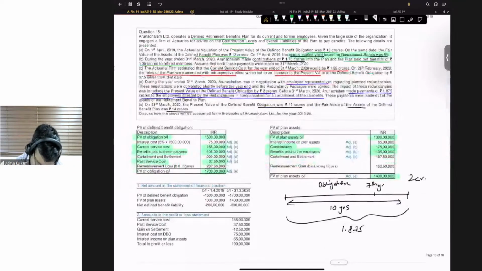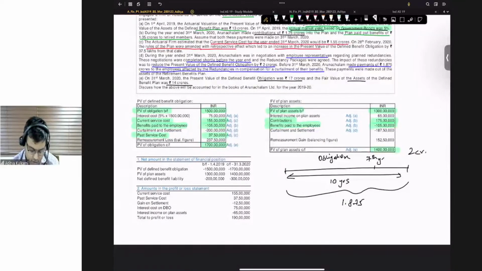Coming to the net amount in the statement of financial position, opening balance 15 crore of the obligation, 13 crore of asset. So net what you will be presenting, negative 2 crores. Closing balance 17 minus 14, so obligation of 3 crores. What all goes in your profit and loss?